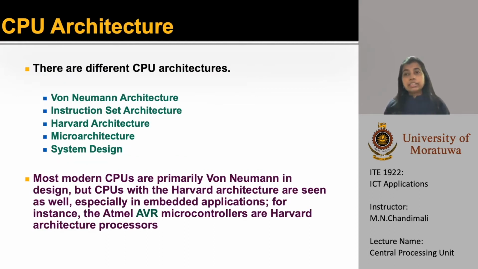Now let's have a look at the CPU architecture. There are different CPU architectures. Those are von Neumann architecture, instruction set architecture, Harvard architecture, microarchitecture, and system design. Most modern CPUs are designed using the von Neumann architecture as the basis. Saying that, it doesn't mean that other architectures are not in use. When developing embedded systems, we use microcontrollers such as Atmel AVR. These are designed using the Harvard architecture.